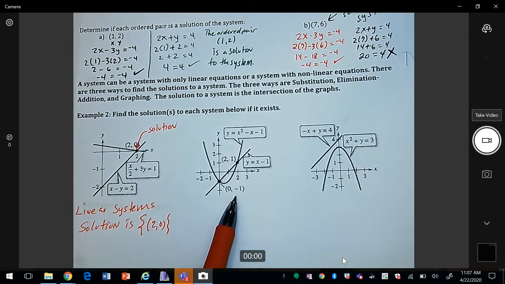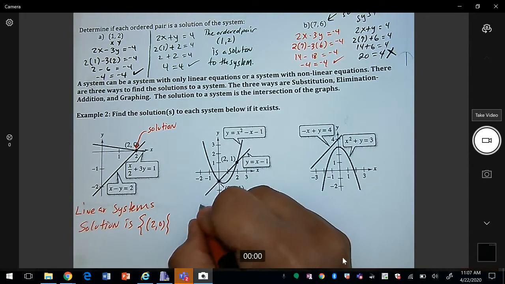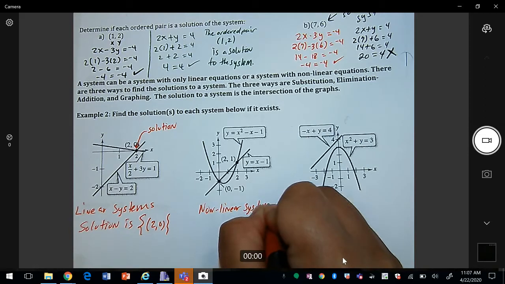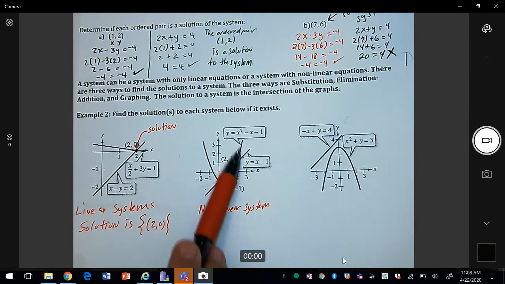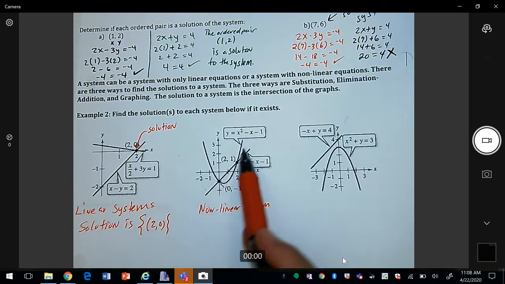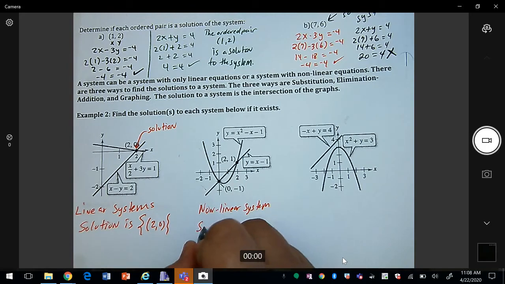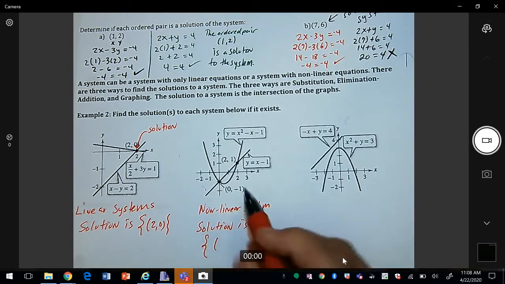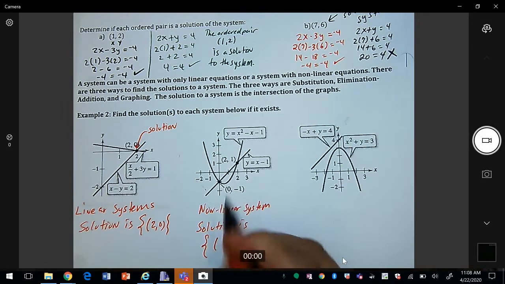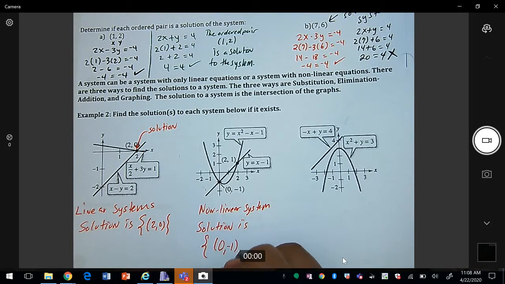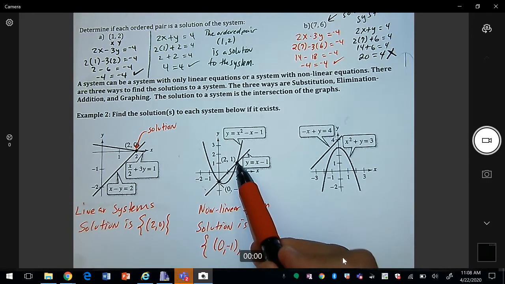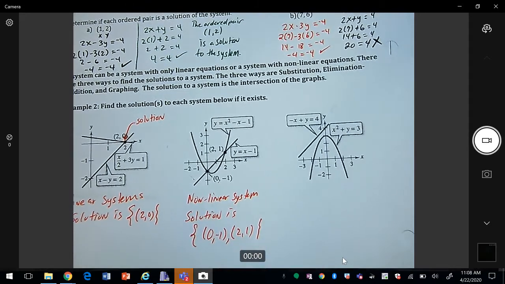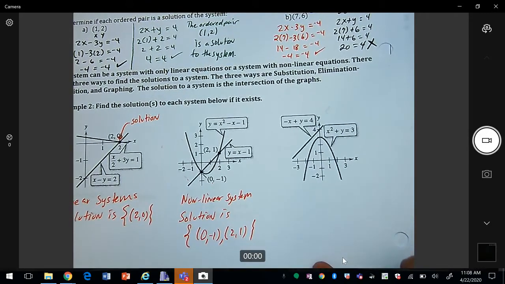Okay, the second system is called nonlinear because it includes an equation that is not a line. So here we have a parabola and a line. The solution is where the graphs intersect. So notice they intersect at this point, (0, -1), but they also intersect at this point, (2, 1). So in this example, the system has two solutions.